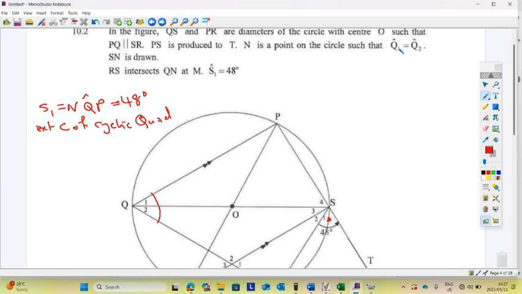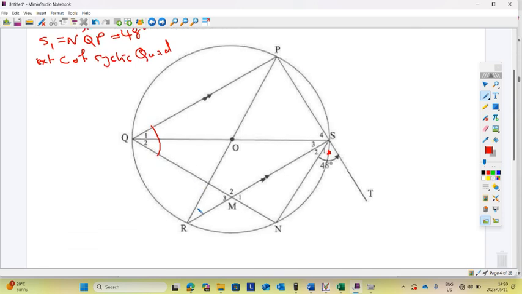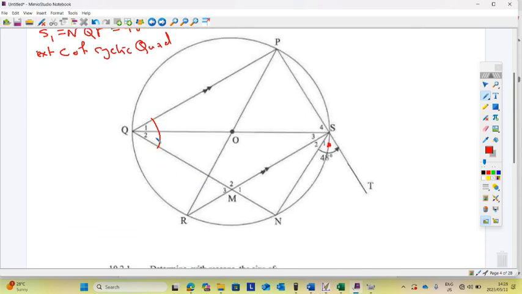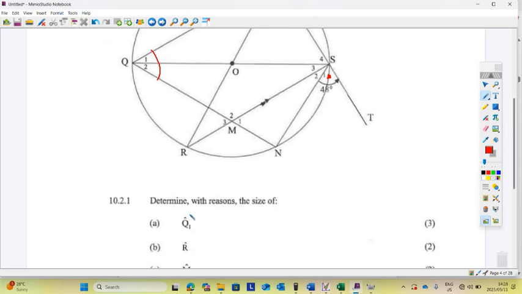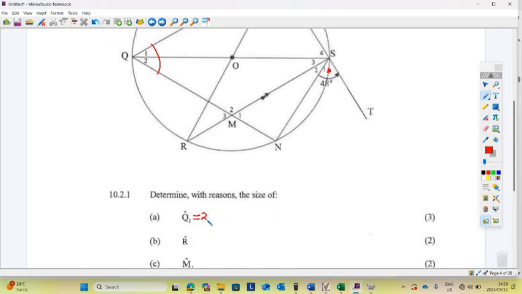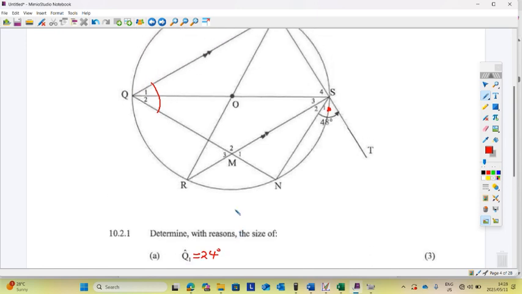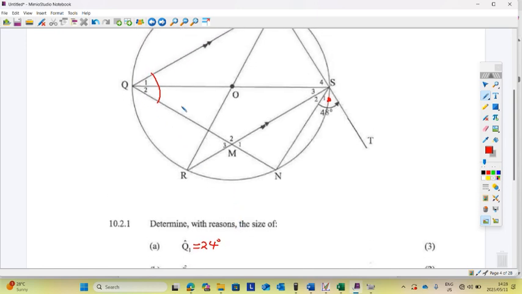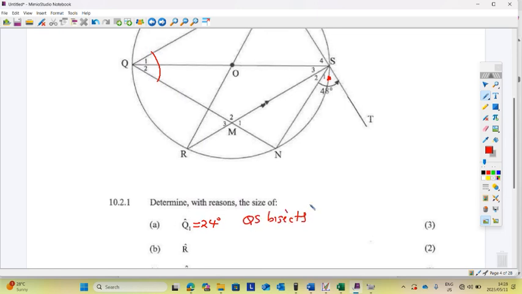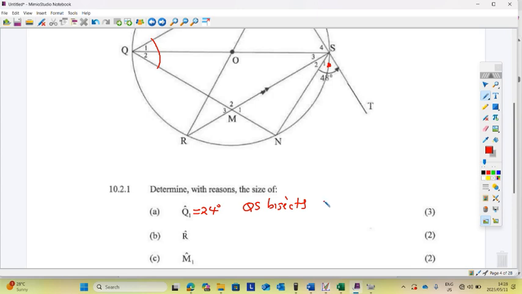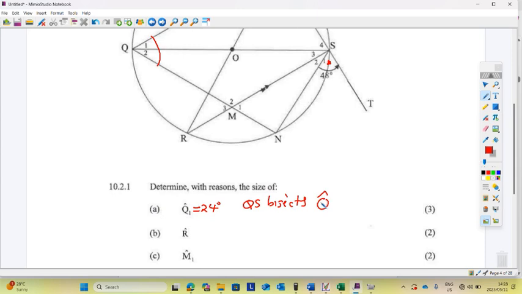So this whole thing is 48 degrees. And we were told here that Q1 is equal to Q2. So therefore we are saying Q1 and Q2, they are both equal to 48 divided by 2, that is 24. This is equal to 24 degrees, and we should take note of the fact that QS bisects the angle there, the whole angle at Q.